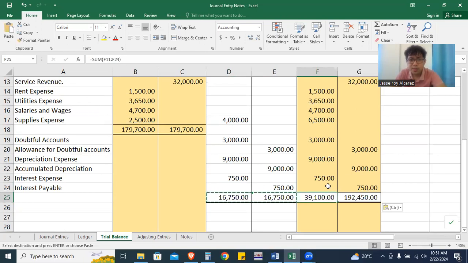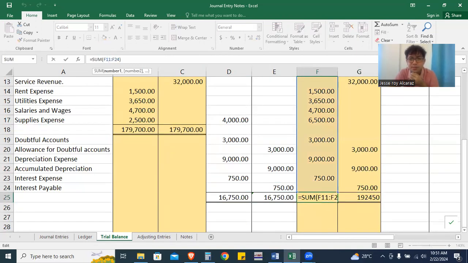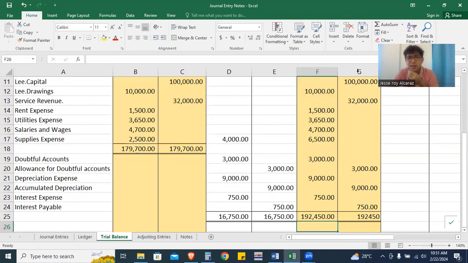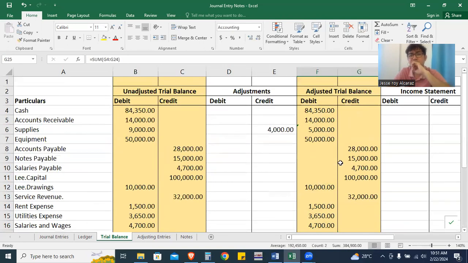Okay, it does not balance. Just paste the formula. Sir, it does not balance. Because just like earlier, our formula did not include the new rows. So, I guess this one. So, let's drag them up so that what is above is included. So, with that, you can see that the unadjusted, the adjustment, as well as the adjusted trial balance are now balanced.